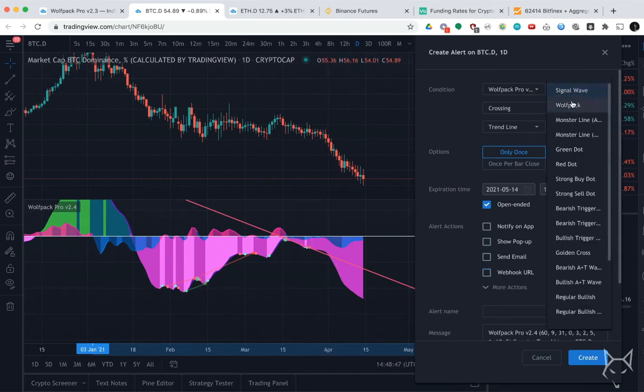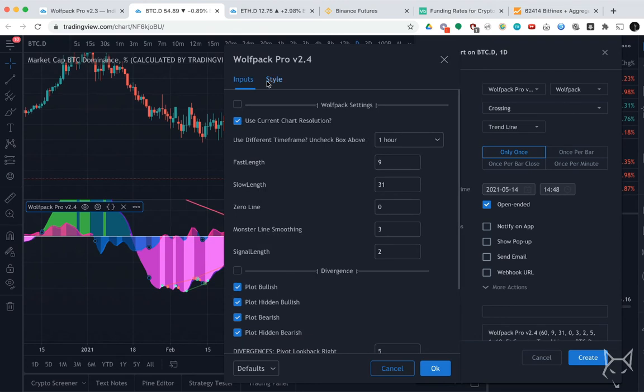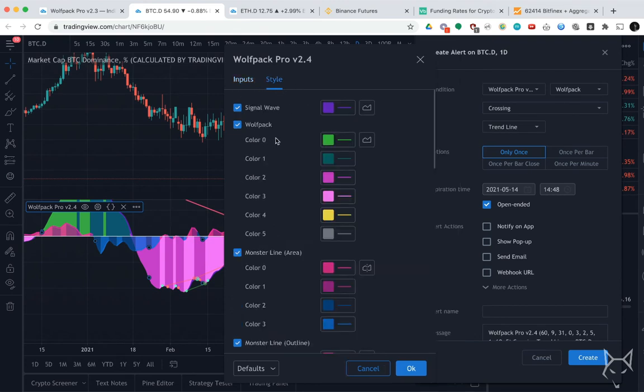So on my indicator, on the updated version, it's the Wolfpack wave. If you're using the old version, I can't remember the exact name that it was, but I've updated it so it's all organized now. If you're unsure, you can go into your Wolfpack Pro settings, just click the gear icon, go into the Style tab, and just verify that the colors of the main wave match the title of the wave. So the Wolfpack wave is this one.